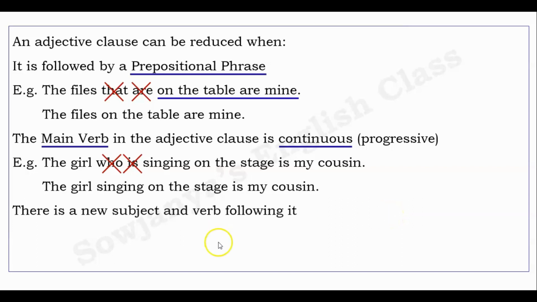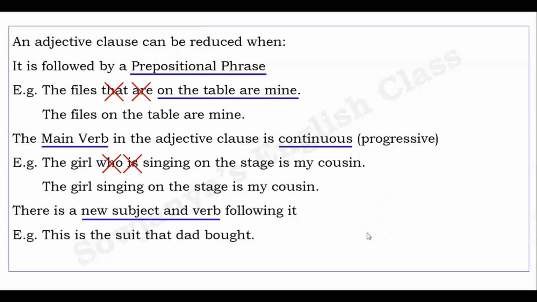And then there is a new subject and verb following it. If the adjective clause has a subject and a verb on its own, then also it can be reduced. Look at the example. This is the suit that dad bought. So here our adjective clause is that dad bought. Okay, so relative pronoun that, dad subject, bought verb. In such conditions it can be reduced.